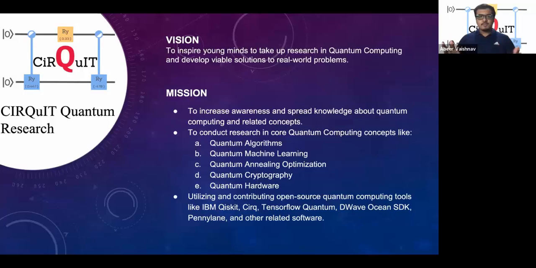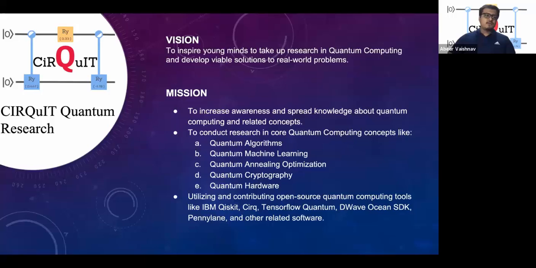And we aspire to promote research among various young minds from high school or undergrads or whatever to take up research in quantum computing and develop viable solutions to real world problems. Currently we are taking up mainly quantum algorithms, QML, and quantum optimization. In the near future, we plan to take up quantum cryptography and some theoretical aspects of quantum hardware, because hardware is not that accessible to everyone right now.